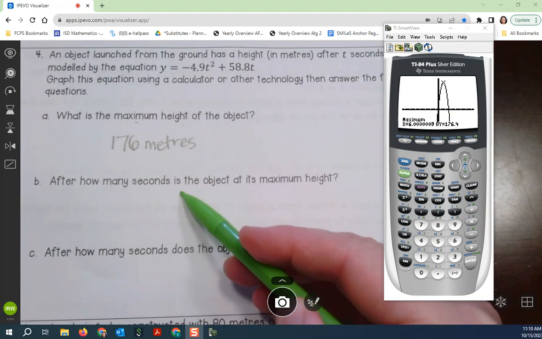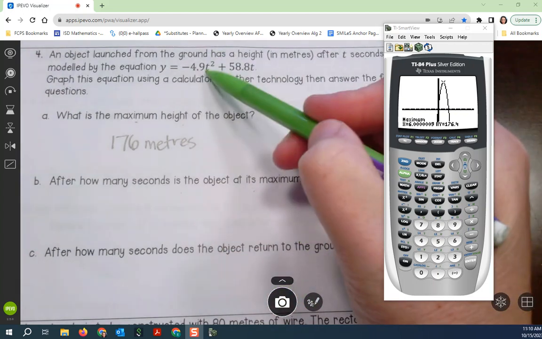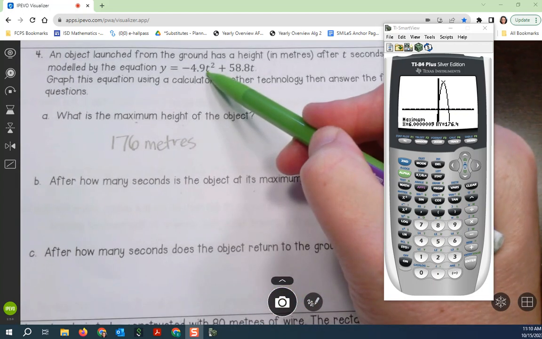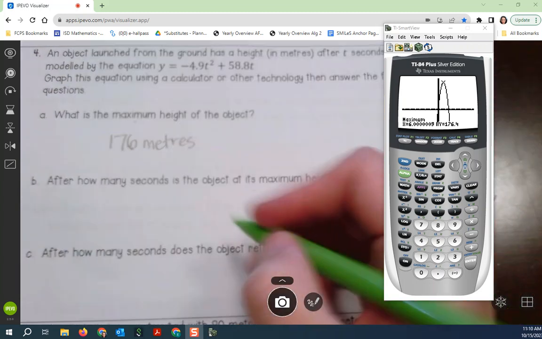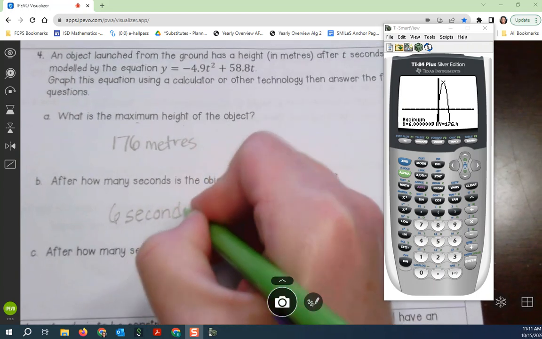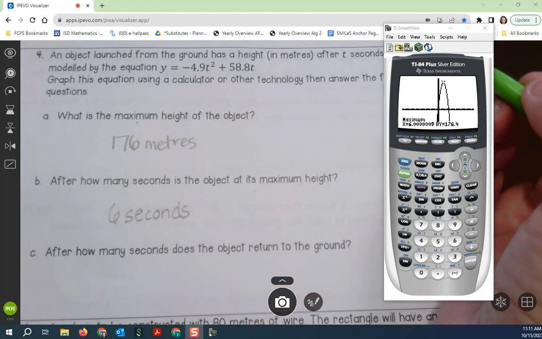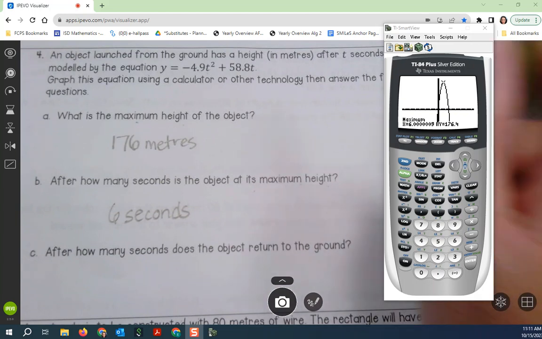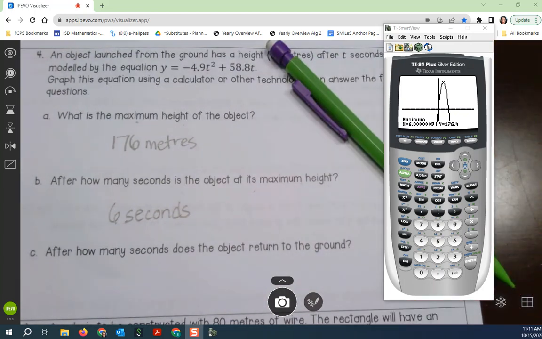After how many seconds is the object at its maximum height? So time is the x value in this situation, and so that's going to be 6 seconds. Okay, and then after how many seconds does the object reach the ground? So we want to know when it gets back to a height of 0. So I'm going to check my table for this. Second, table, and go down. So it looks like after 12 seconds, it has a height of 0. That means it's reached the ground.